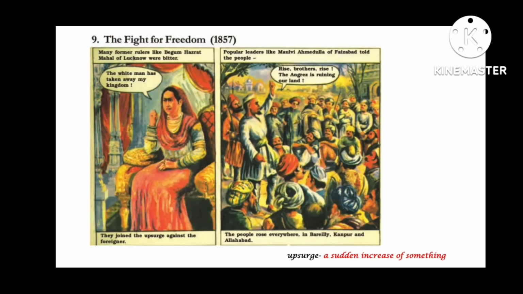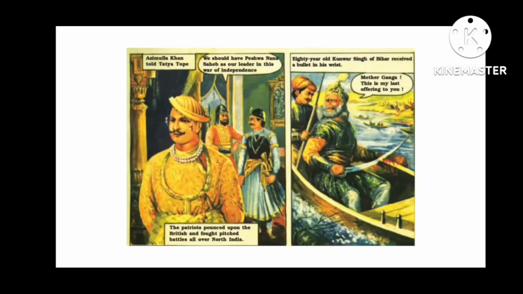Popular leaders like Maulvi Ahmadullah of Faizabad told the people, "Rise, brother, rise, the Angrez is ruining our land." The people rose everywhere in Bareilly, Kanpur, and Allahabad. So something which started from Meerut spread all over the north of India. Azimullah Khan told Tatya Tope, "We should have Peshwa Nana Sahib as our leader in the War of Independence." So they called it a War of Independence, and suggested who should be their leaders. The patriots pounced upon the British and fought pitched battles all over North India.